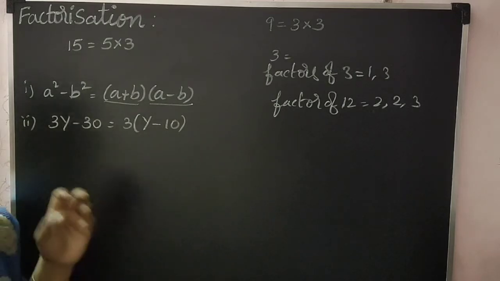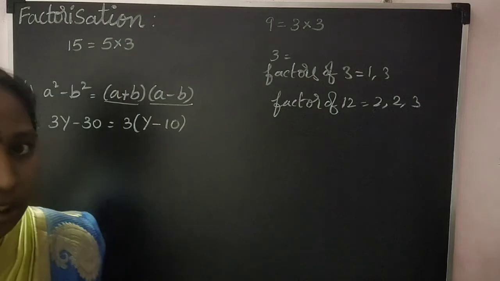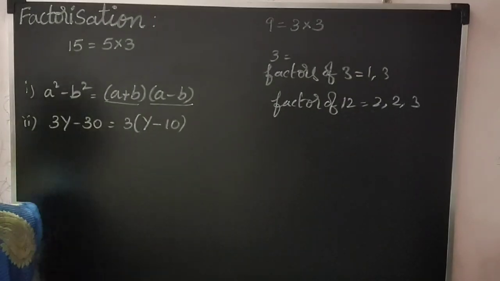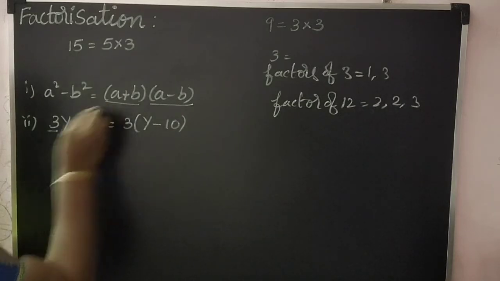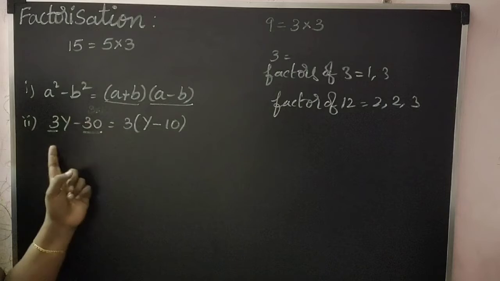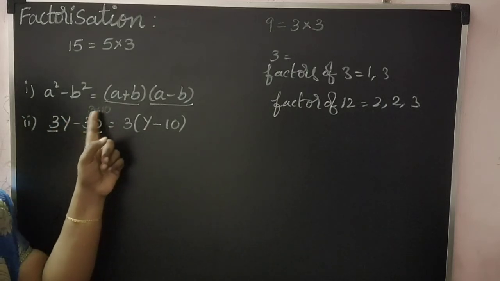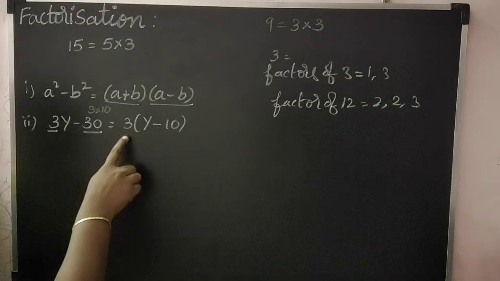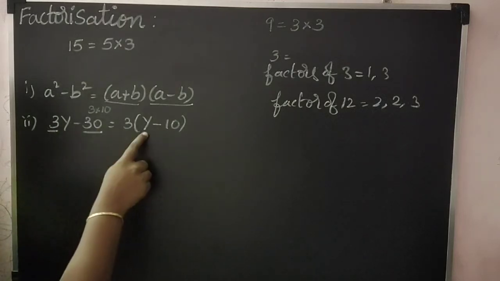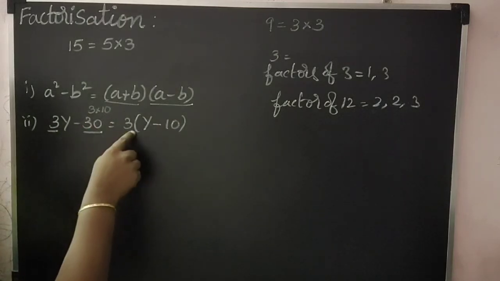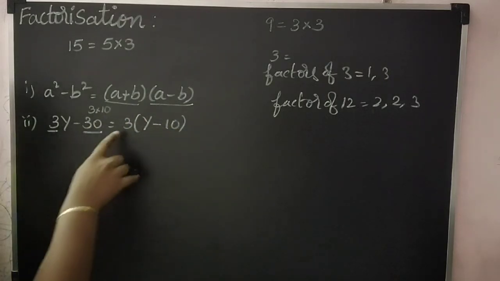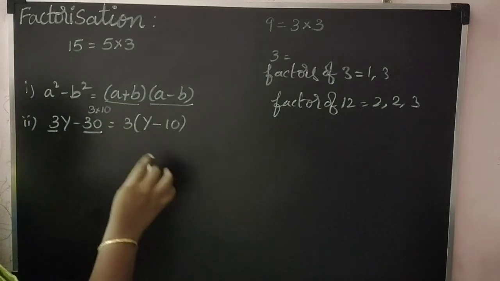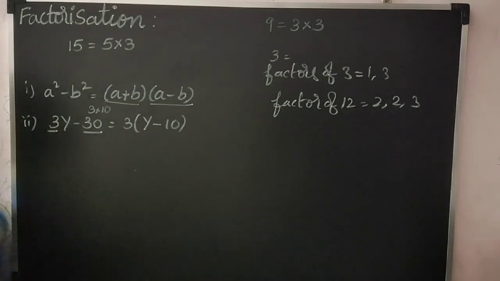So move on to the second one. 3y minus 30. How to express this 3y minus 30 into the factors now? We have to see the common factor here. That is 3, 30. 30 can be written as 3 into 10, isn't it? So in both terms, that is 3y and minus 30, we can take 3 as common. So if we take 3 common, here 3 comes outside, and here is y, and minus 10 remains. So 3 into y minus 10.